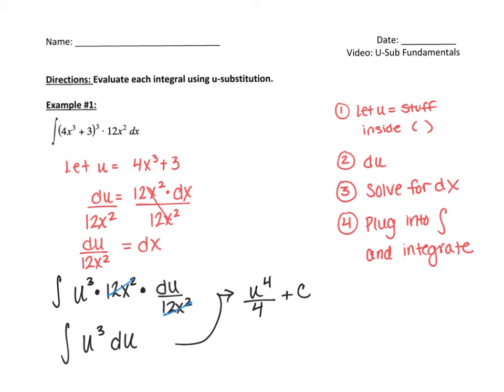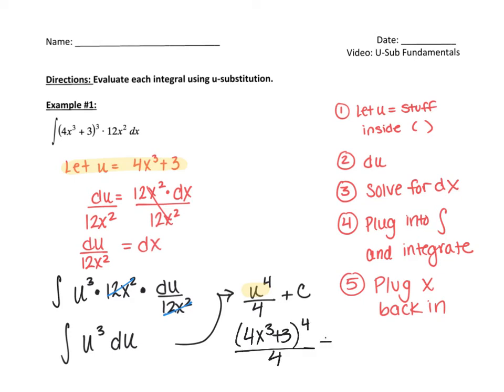So then this leads me to my last and final step. Step 5, plug x back in. So if u was equal to this stuff, 4x to the third plus 3, we're now going to put the x back in for that spot there for u. So 4x to the third plus 3 to the fourth over 4, then plus c. And this is a simplified version of our integral.